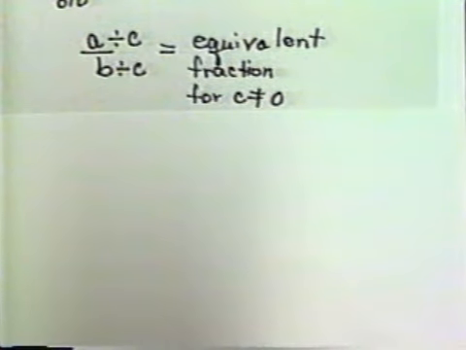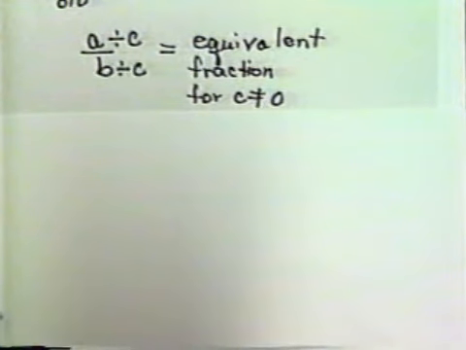To come up with an equivalent fraction that has a smaller numerator and denominator than our original fraction, or in other words, to reduce a fraction, we're going to use the fundamental theorem of fractions again, but this time we're going to be dividing the numerator and denominator by the same number.